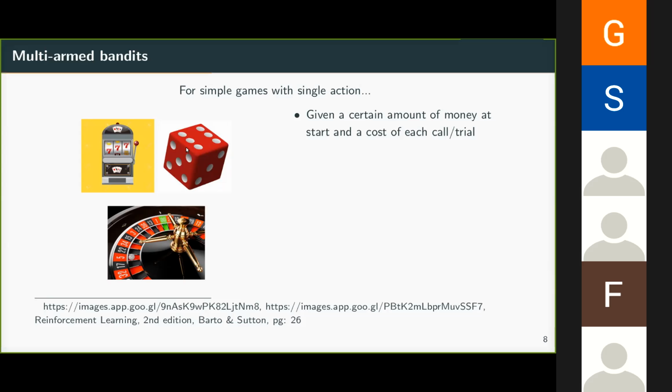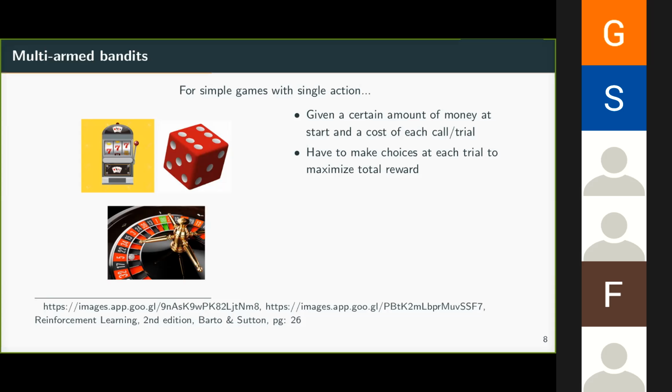Then you can only play 100 games, right? You cannot play infinite number of games. You can play 100 games at least. Now, in between, if you win, you will get more money, which may lead to more and more games that you play. So you start off with a certain amount of money and there is a cost for each call or trial. And there is a reward. If you do something, you get a reward. Now, let us say we are able to play 100 games.